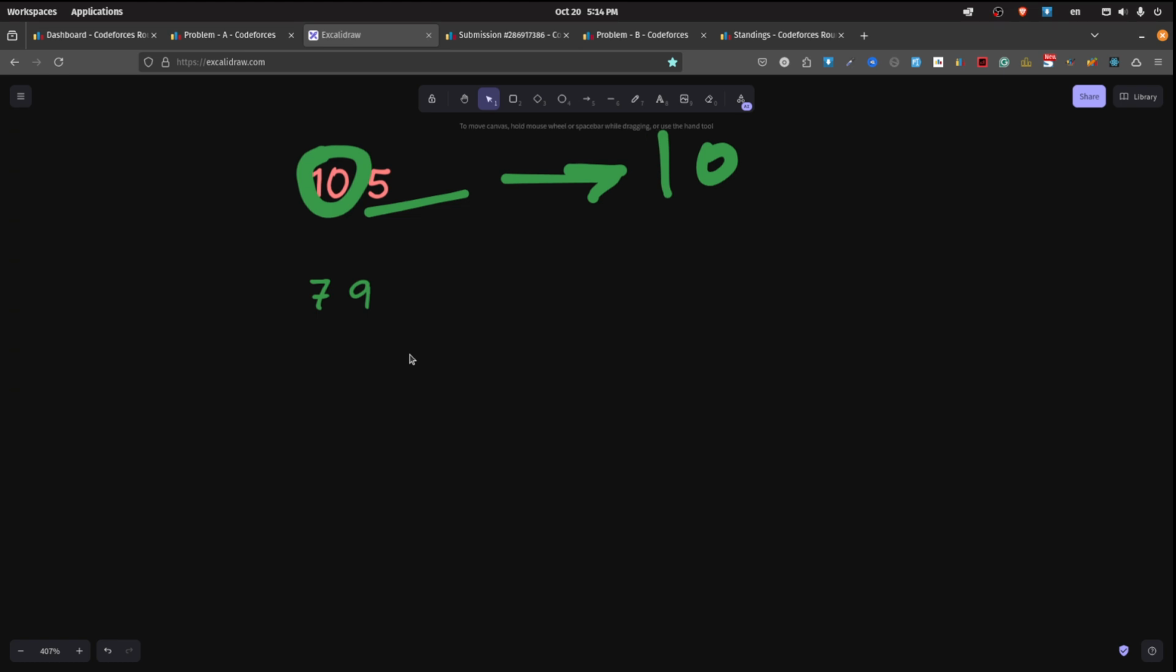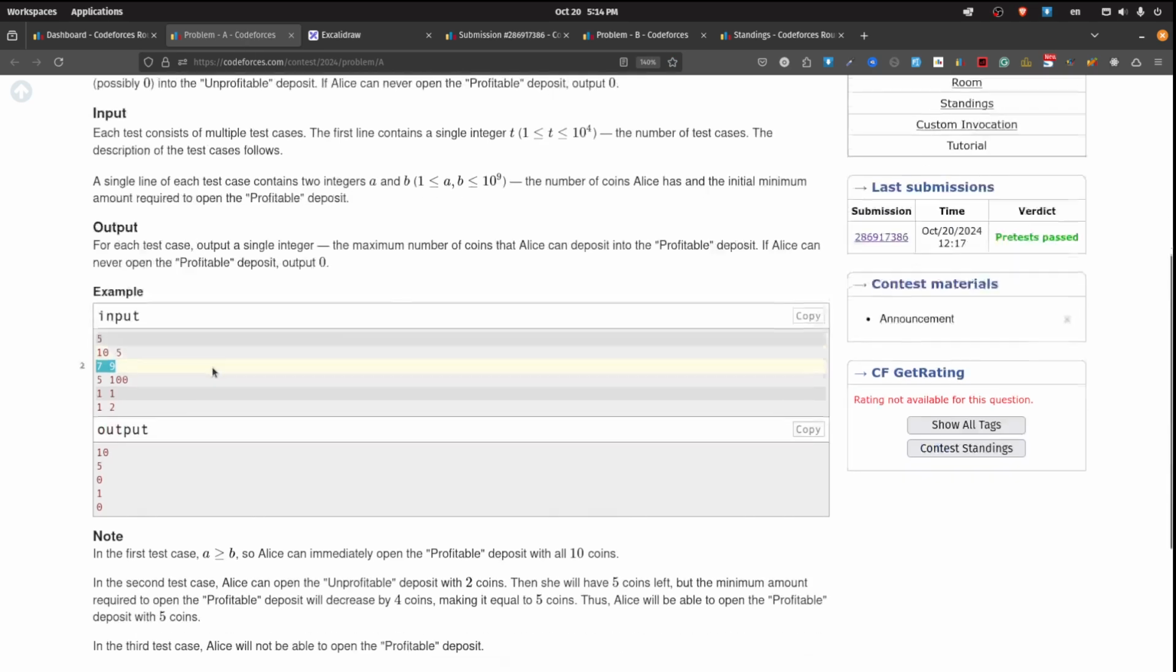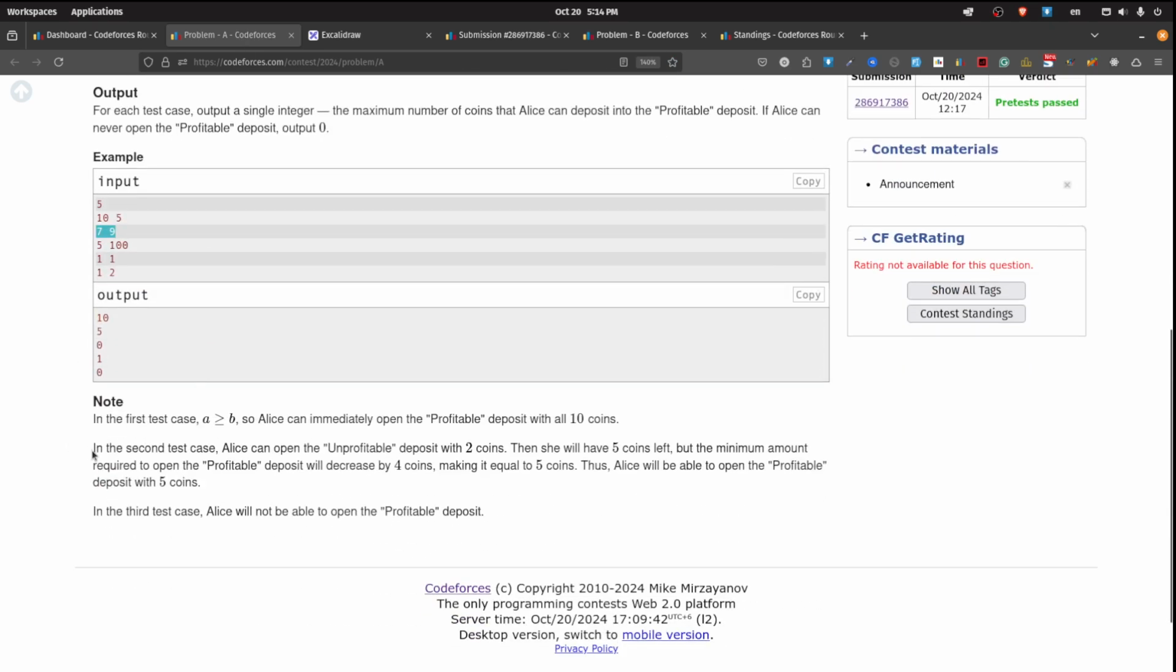If this is the test case, what will be the answer? For this test case, the note section says in the second test case Alice can open the unprofitable deposit with two coins, then she will have 5 coins left. But the minimum amount required to open the profitable deposit will decrease by 4 coins, making it equal to 5 coins. Thus Alice will be able to open the profitable deposit with 5 coins.